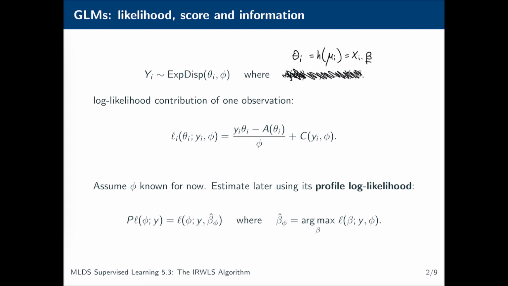If we also want to estimate this dispersion parameter, then we can do so by optimizing what's known as the profile likelihood of phi. This is the likelihood at each value of phi and the corresponding optimal values for beta for that particular value of phi. We call those beta values beta hat subscript phi here. By optimizing this profile likelihood, we can estimate phi as a secondary step in our model fitting procedure.